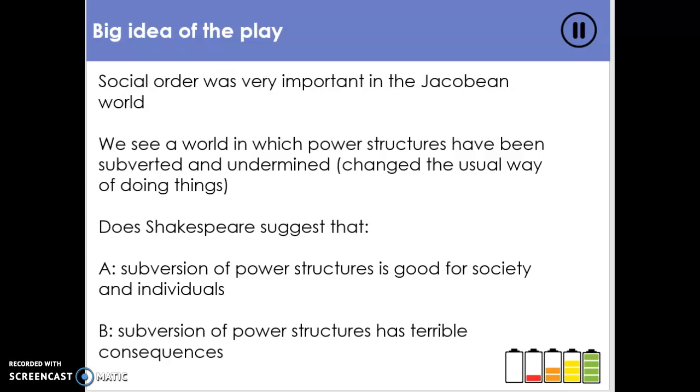What I'd like you to consider is, does Shakespeare suggest that A, the subversion of power structures is good for society and individuals, or B, that the subversion of power structures has terrible consequences for society. Okay, hopefully you all recognise B, and this is the big idea of the play, isn't it? Shakespeare doesn't just change the power structures, he doesn't just undermine things, but he shows that it's devastating for the individual, for society, that only someone who is ordained by God, who is the rightful king, is fit to hold power. And we'll look at how that big idea is developed as we progress through these sessions.